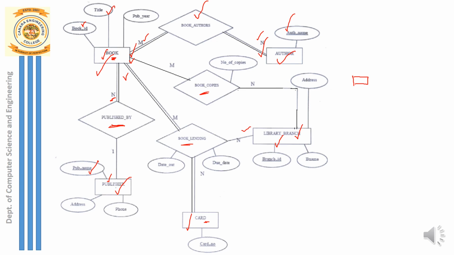We can have again the next relationship, that is book copies. The ratio taken here is M:n again. What is the meaning? Book copies relates our library table and the book table. So one book can have multiple copies available in a particular library, or a library can have n copies of n number of books. That is why we have taken the ratio as M:n, both from book side and library side.